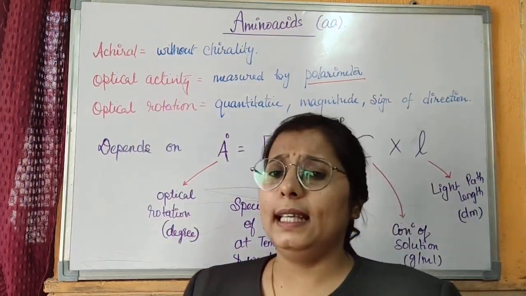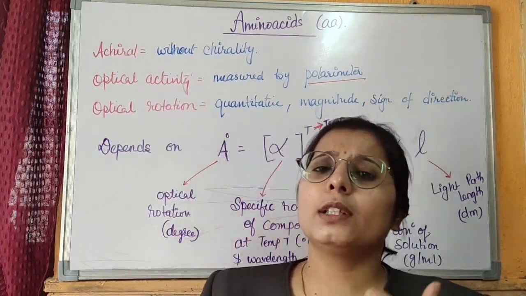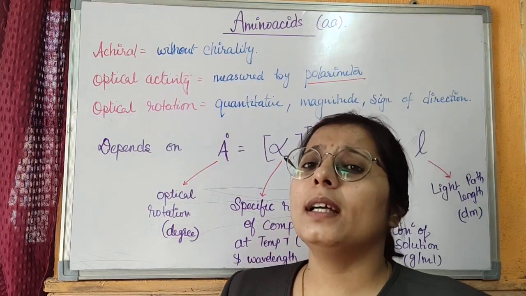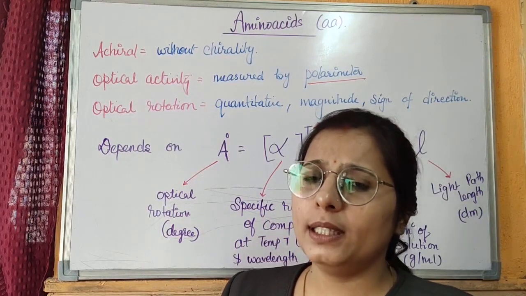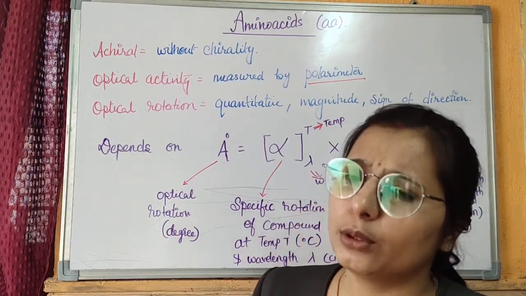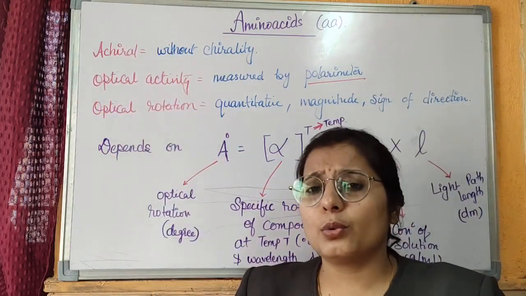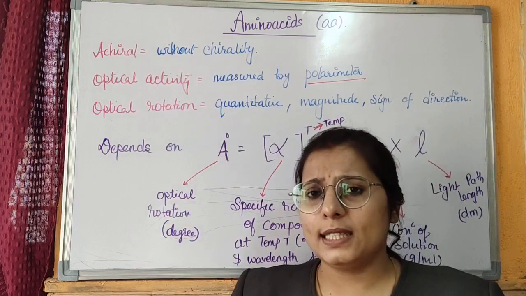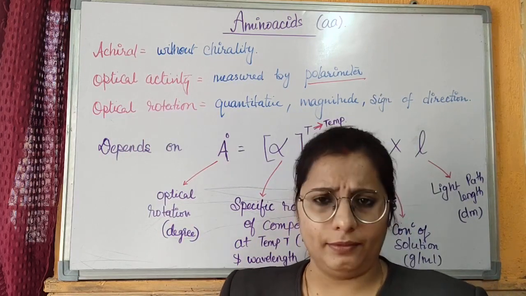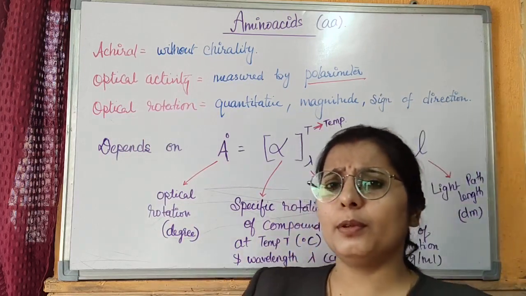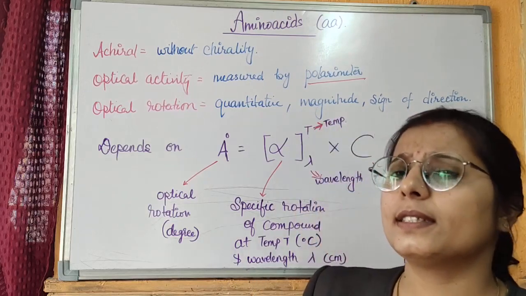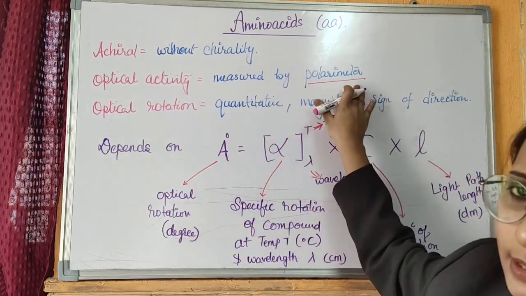Now, what is an achiral molecule? A molecule or amino acid not showing chirality, or the chiral property, is called an achiral molecule, and this includes glycine. An achiral molecule cannot rotate the plane of polarized light either to the right or the left. The optical property of a molecule is measured by an instrument called a polarimeter.